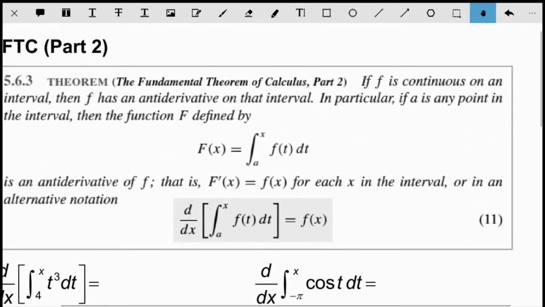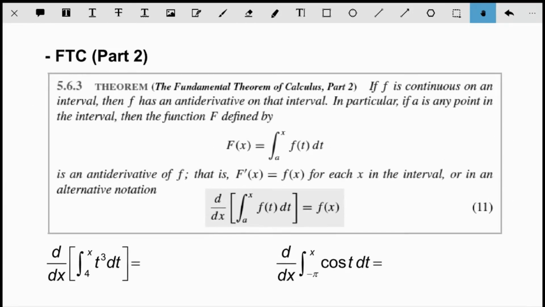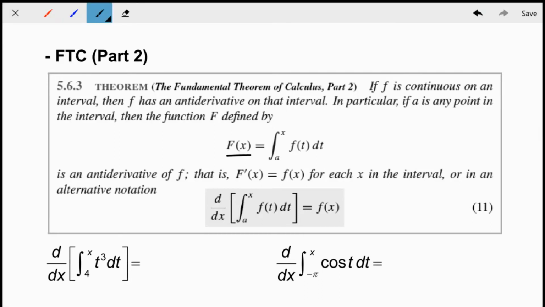All right, so the second part of the fundamental theorem of calculus is what we're going to talk about next. And the second part of the fundamental theorem of calculus is essentially establishing the fact that a derivative and an integral are inverse operations. So we have this relationship here where you can see that the uppercase F is essentially, we're saying that's the antiderivative function of the lowercase f function.